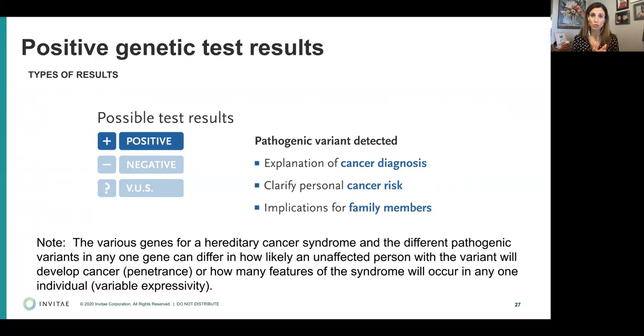It is important to note that a positive result does not mean that the patient will definitely develop a cancer. It gives us a range of risks for which that patient has of developing another cancer. This is also known as penetrance, the likelihood of developing a cancer when any given variant is present. And there also can be variable expressivity, meaning we don't know how many features of the syndrome will occur in any one individual. So identification of the variant tells us the risk is there, but it is not definitive and absolute.